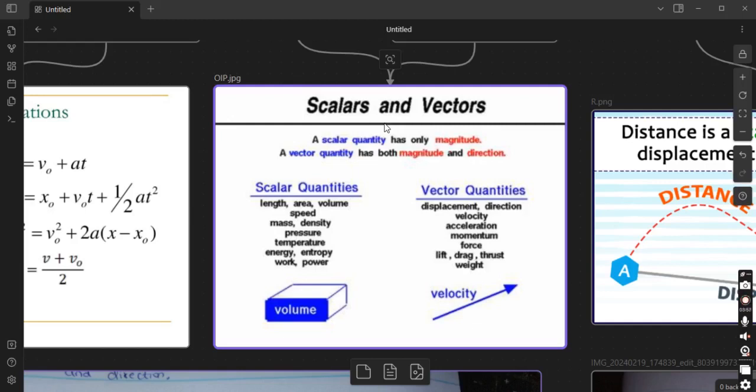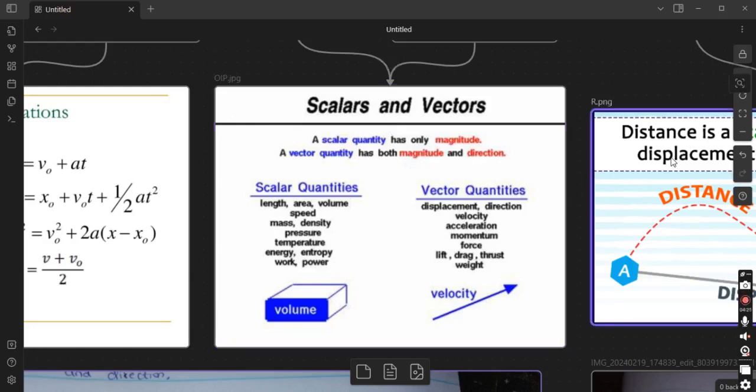On the vector quantities, we have displacement, direction, velocity, acceleration, and momentum, as we did in grade 12, p equals mv. We have the force, lift, drag, thrust, and weight.